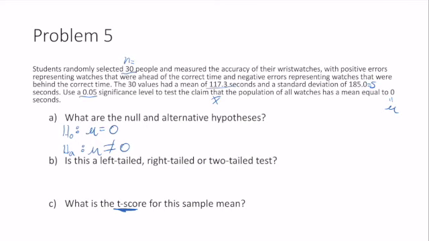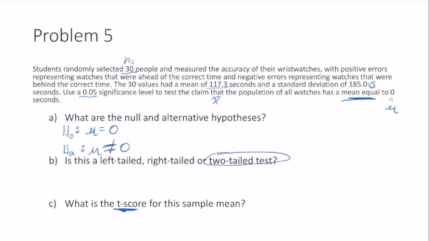Because we are looking to test the claim that all watches have a mean equal to 0 seconds. And if it's not equal, then it's not equal to, right? We just need to prove that the mean is different. It doesn't matter if it's greater than or less than. So this gives us a two-tailed test. So when we look at our t-table, we're going to be using the critical t-value for the area in two tails.